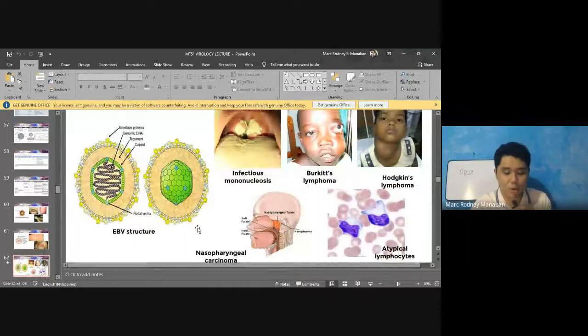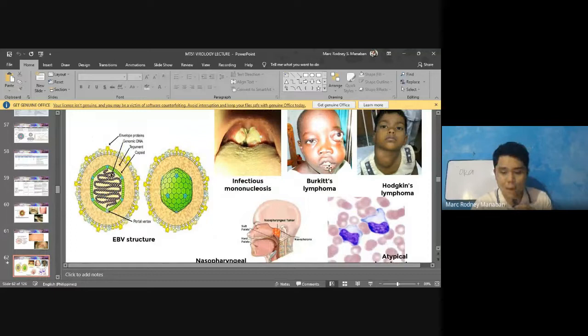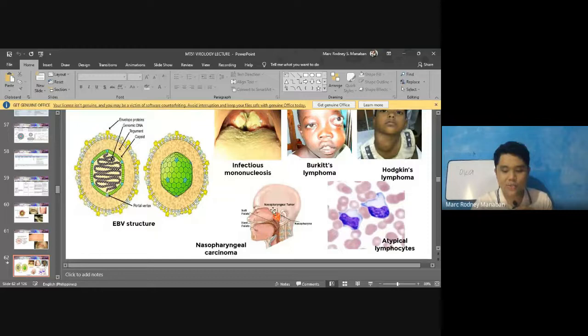And of course, your EBV. So this is the structure. IM, no, as you can see, exudative pharyngitis. Burkitt's lymphoma, common in children in Africa. Hodgkin's lymphoma, and of course, nasopharyngeal carcinoma. And again, this is usually the first indication of IM, your atypical lymphocytes, also known as your Downey cells. So when you say atypical, these are reactive lymphocytes, no? Because again, of the presence of the virus.